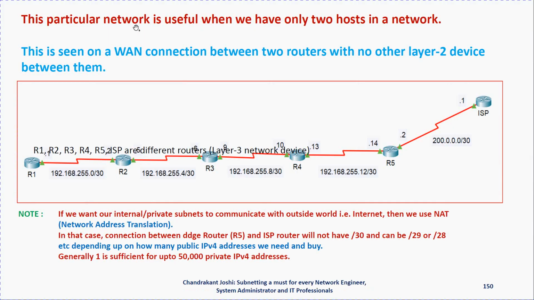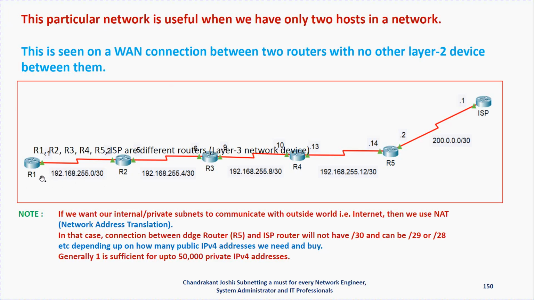Now this particular network where we got 255.255.255.252, or /30 in terms of prefix length, is useful when we have only two hosts in a network. Now this can be seen in a WAN connection between two routers. Not necessarily routers, we can make our computers also act as routers. So if I have two routers and I want a WAN connection between them, then I should always use /30 so that I don't waste IPv4 addresses.